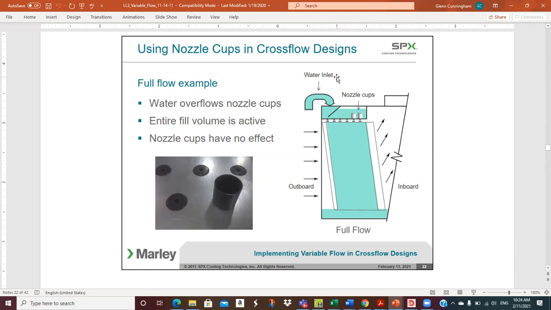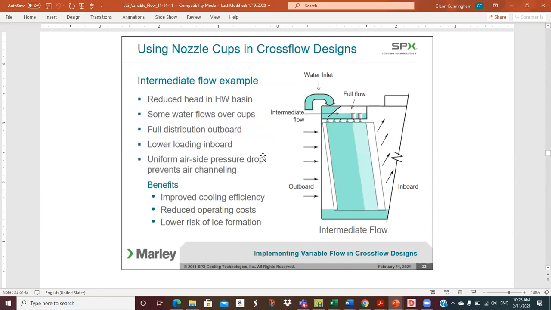So water overflows for the full flow. Now for the full flow, when you're doing your rated capacity, these things are sized so that we've got enough depth of water in here that the entire fill gets wet, okay? So water overflows the nozzle cups. Again, this is the full flow example. The entire fill volume is active, nozzle cups have no effect. So it's going to operate just like it would have otherwise.